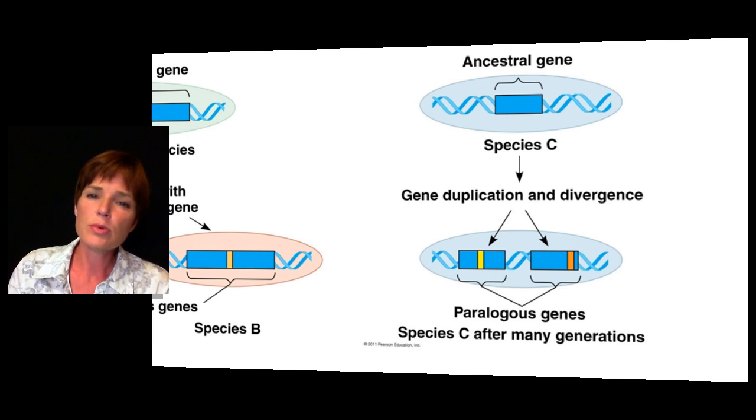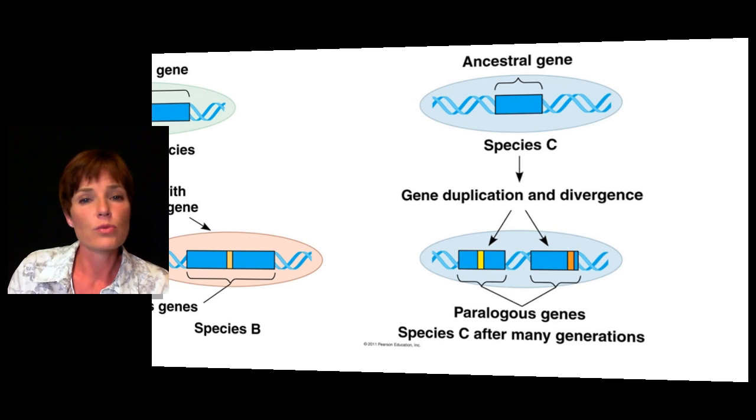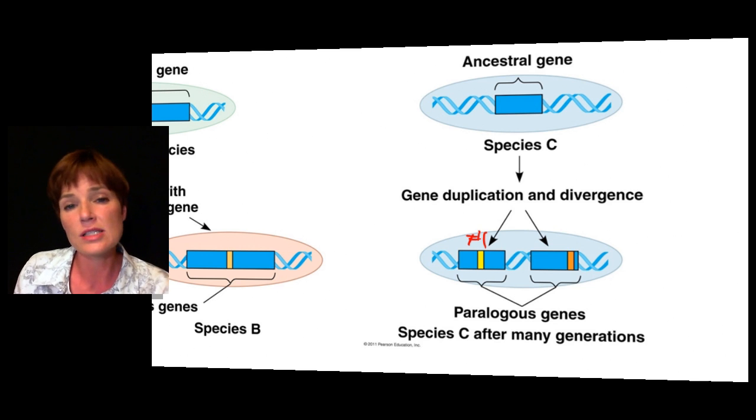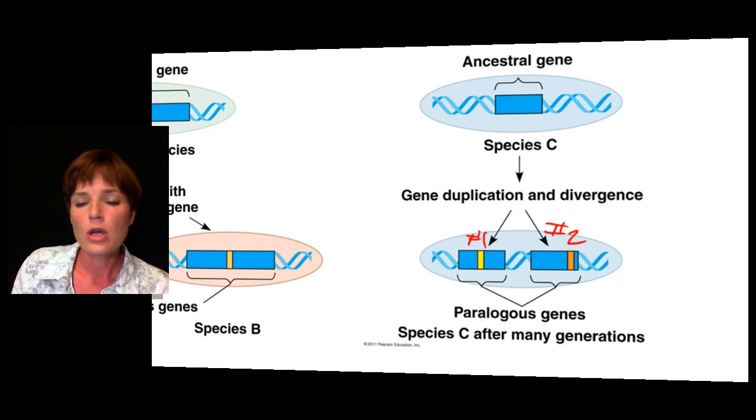Once you have multiple copies, once you have that gene duplication event take place, then these genes may begin to take on different roles in that organism. So one gene, if we call this gene number 1, gene number 1 may continue to do what the ancestral gene did. Gene number 2 may take on a new role. Either way, we have 2 different genes now in one organism that both came from that one ancestral gene. That's what we mean by paralogous genes.